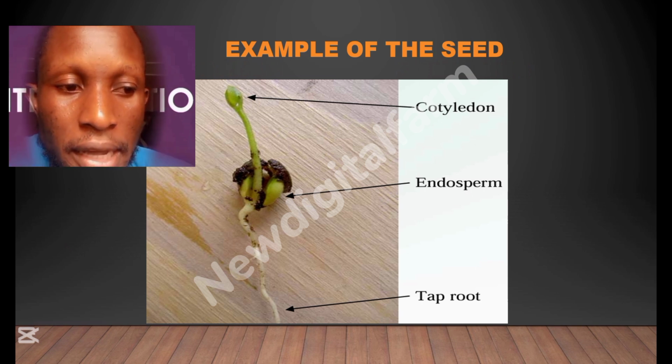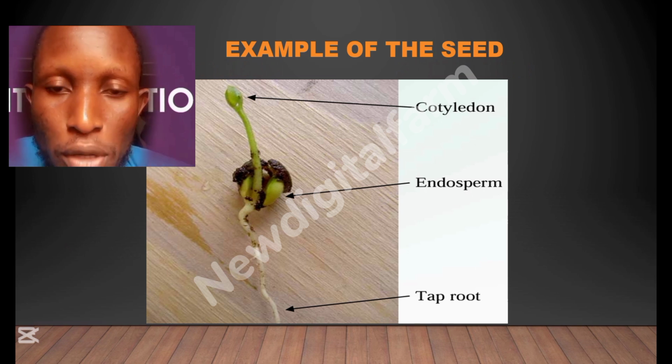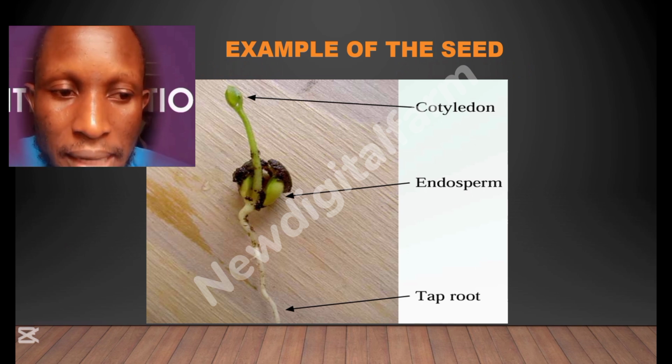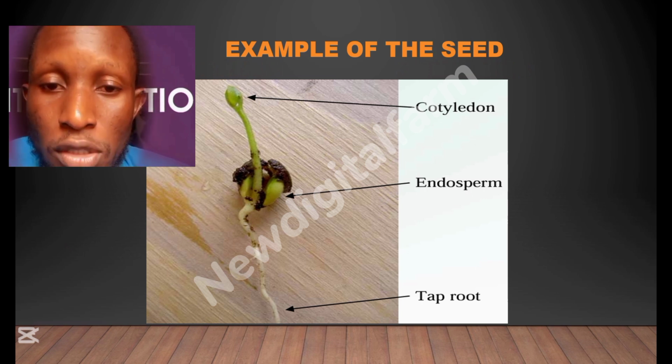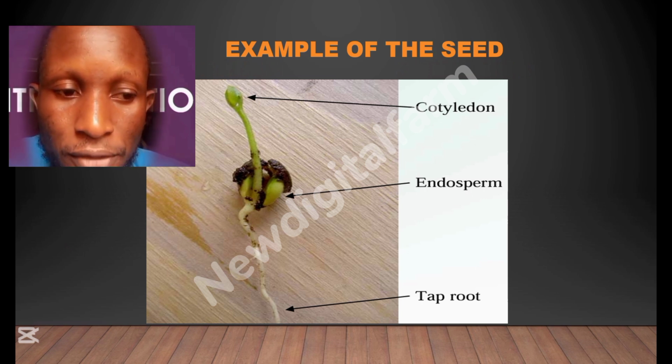You can see the endosperm. That part will be in the ground. The endosperm will be in the ground. You also see the tap root. So that is the tap root that is taking water to supply to the other part of the plant. So you can see this is a very typical example of a germinating seed. So this is how it looks like.